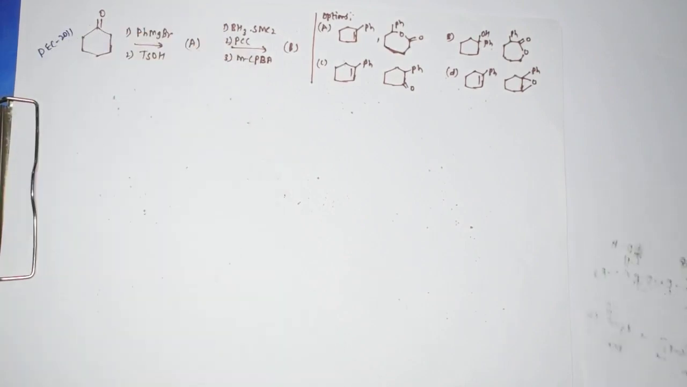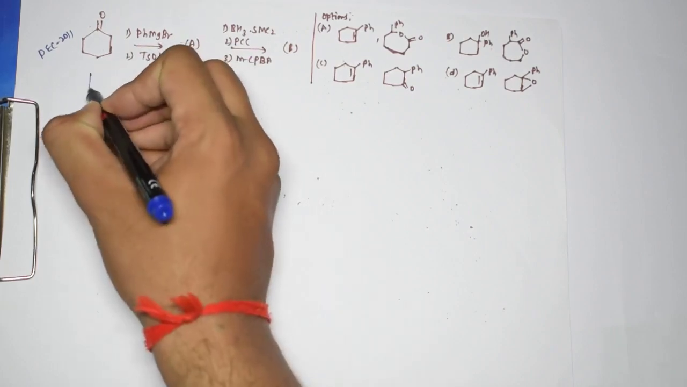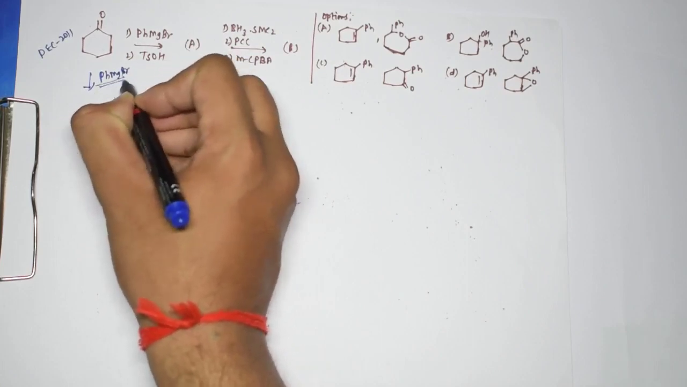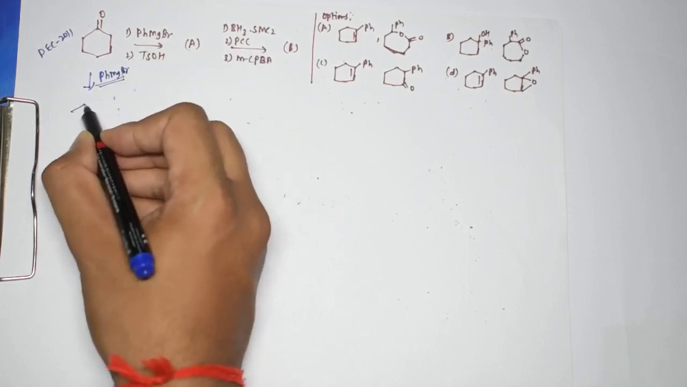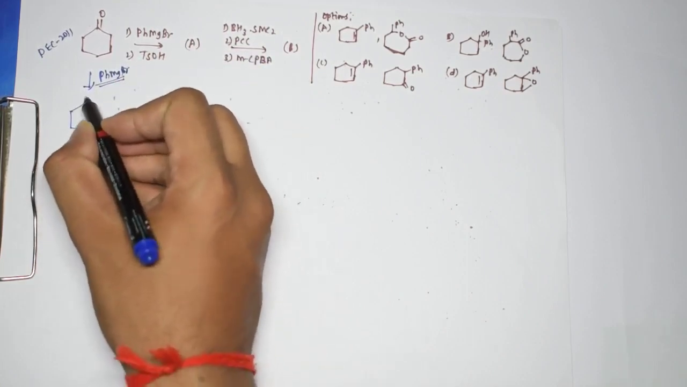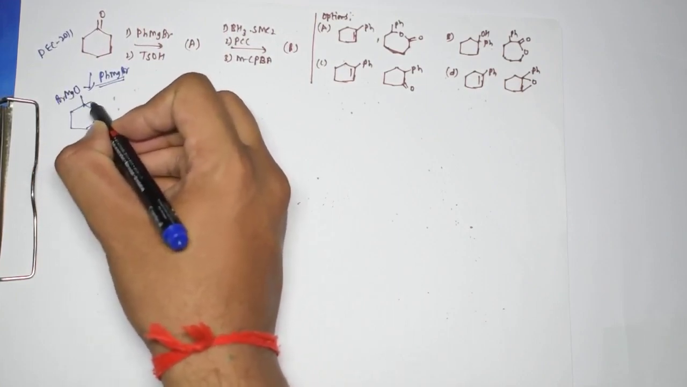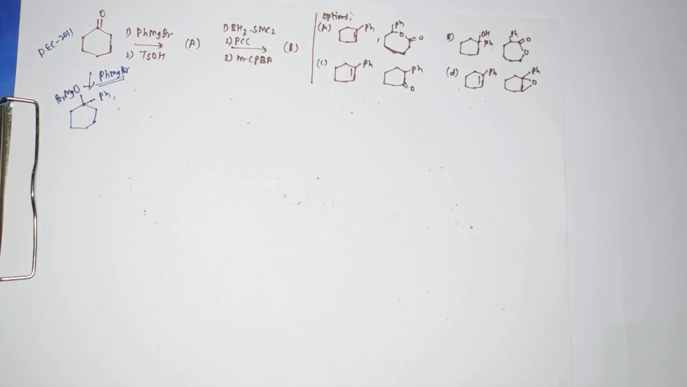So, now let us solve this one and we will understand actually what happens in this case. First of all, what you can see, we have one ketonic compound over here, a ketone, and PhMgBr is given, a Grignard reagent. So, that is a very easy step, right, and here we will have OMgBr, and this phenyl will get connected over here.